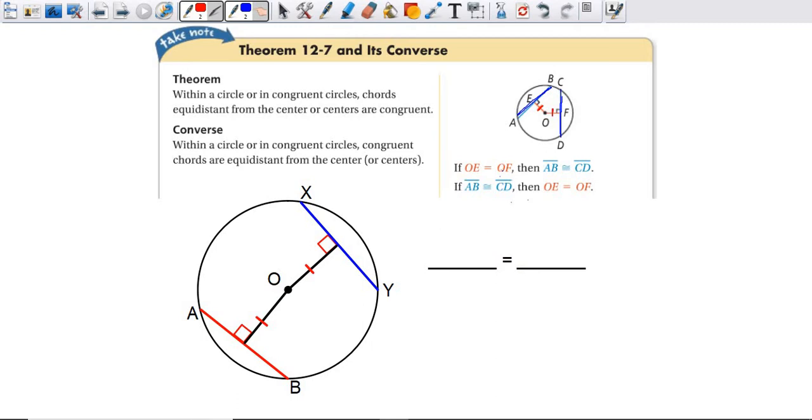Okay, so let's look at this example. What we have marked is that we have these chords right here, AB and XY, are equidistant from the center, and we know that because of those markings. So then I can say that AB is congruent to XY.